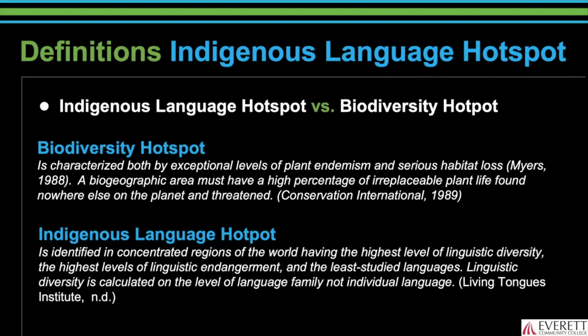Our next definition is the Indigenous Language Hotspot. Many are familiar with this concept. A biodiversity hotspot is a biogeographic area with a high percentage of irreplaceable plant life found nowhere else on the planet and is considered threatened. Similarly, an indigenous language hotspot is identified in concentrated regions of the world with the highest level of linguistic diversity, the highest levels of linguistic endangerment, and the least studied languages.